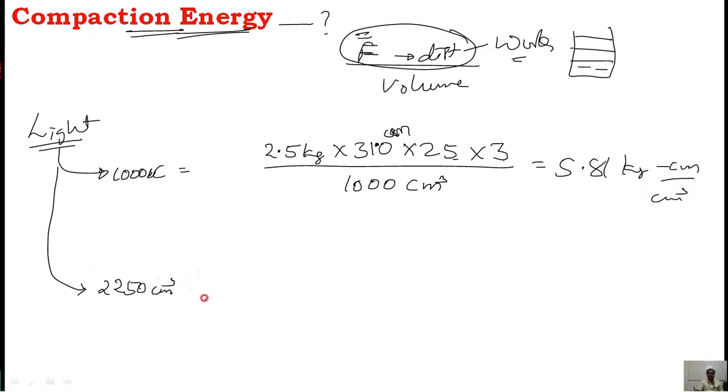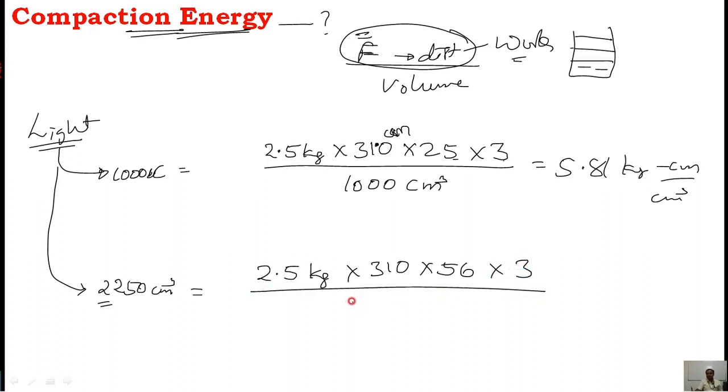Now let us consider the bigger mold. Here also you are using the 2.5 kg hammer, and the hammer is dropped from 310 mm because it is light compaction, but because of the bigger mold we are using 56 number of blows, and 3 layers only, and the mold size is 2250. Therefore, what answer am I getting? 2.5 kg into 31 into 56 into 3 divided by 2250. Then you are getting 5.78.